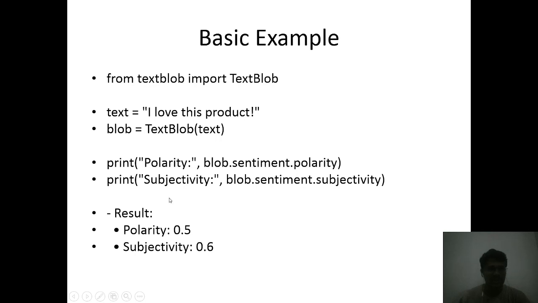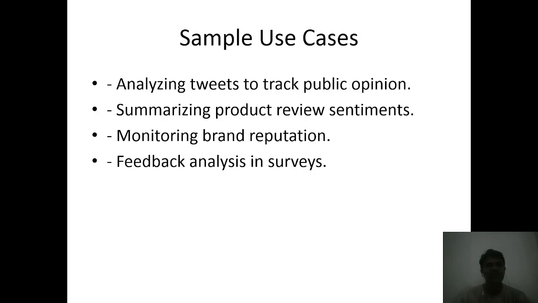In the results they have given that polarity is 0.5. So positive, that means it is a positive sentence, and subjectivity is 0.6, so it is somewhat more subjective. Some sample use cases are analyzing tweets to track public opinion, summarizing product review sentiments, monitoring brand reputation and feedback analysis in surveys.